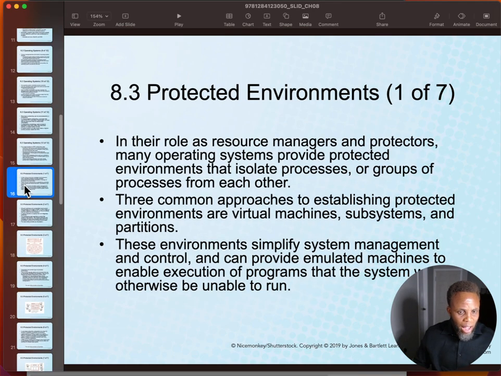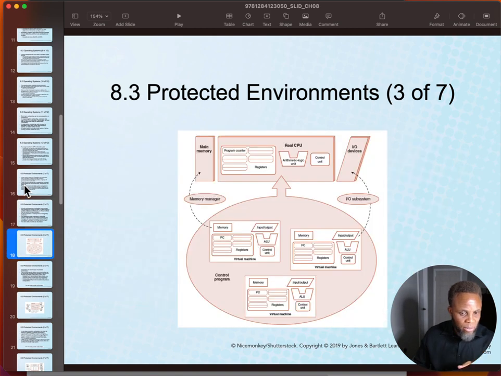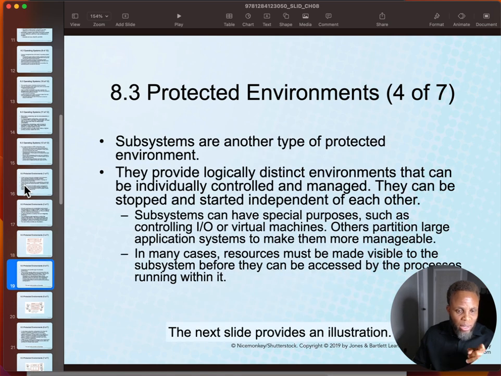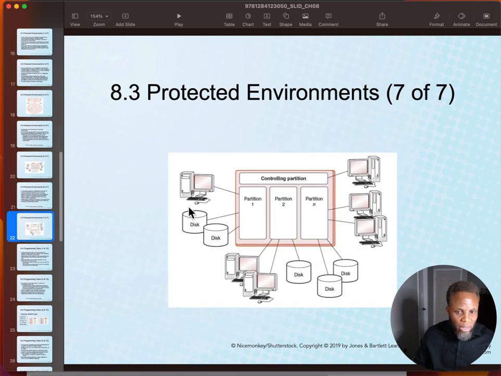Okay, so I'll let you folks read through that section. I'll let you read through protected environments. Nothing that I need to explain here. This is all straightforward stuff. Subsystems, we talked about that. For logical separation of your machines, so it provides the security and protection. Nothing for me to explain here. You folks can read through all of this stuff.